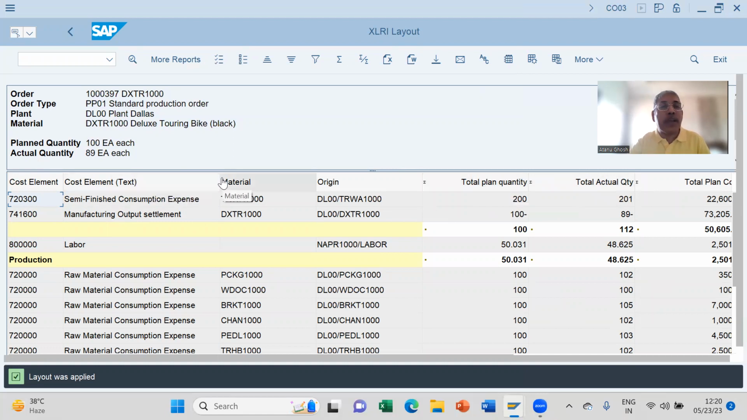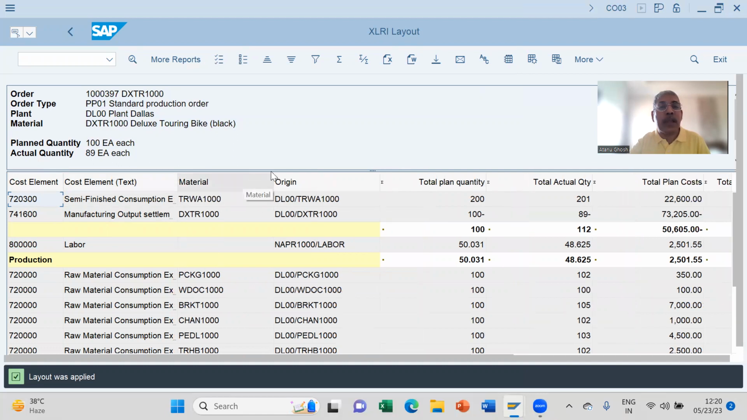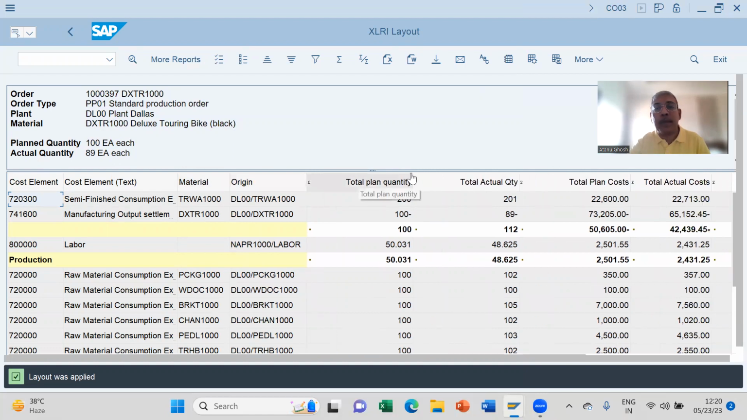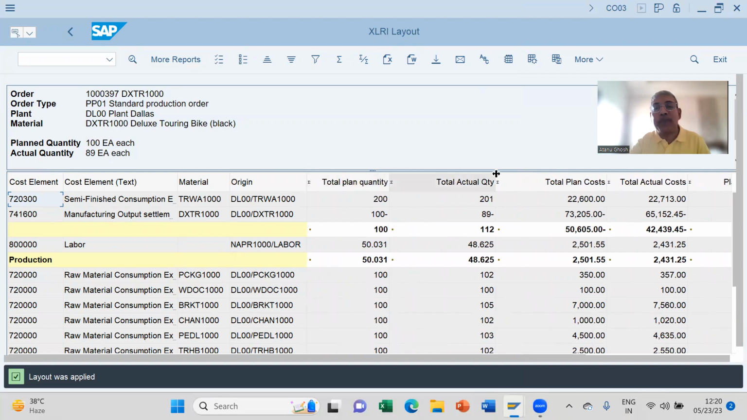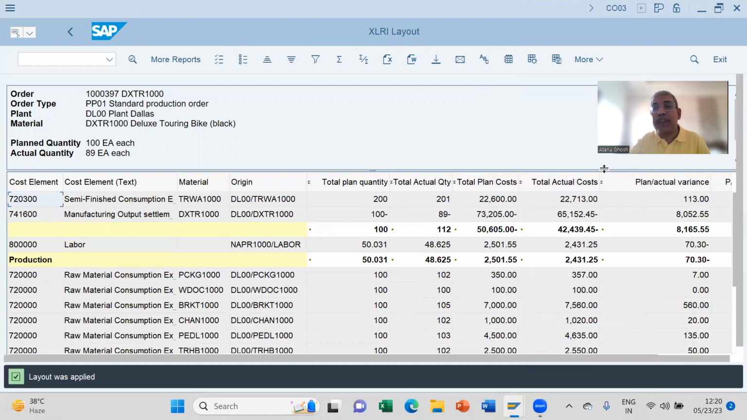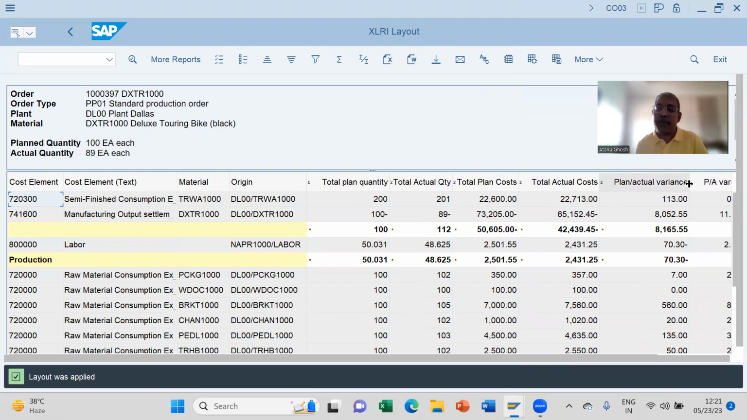So first, let me just adjust this a little bit so that I can see all the columns. So I have the column of planned quantity, which is as per the bill of material, the actual quantity which I've used, the planned cost, and the actual cost, and the plan versus actual variance. There's also one plan versus actual variance percentage, which probably is not required at this stage. We're happy with getting plan versus actual.